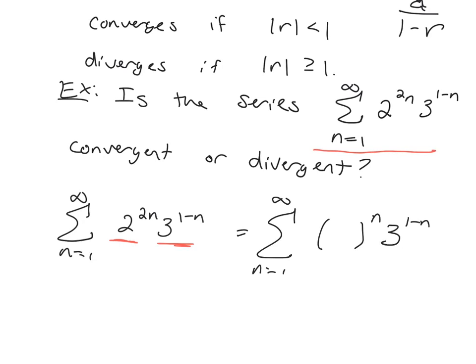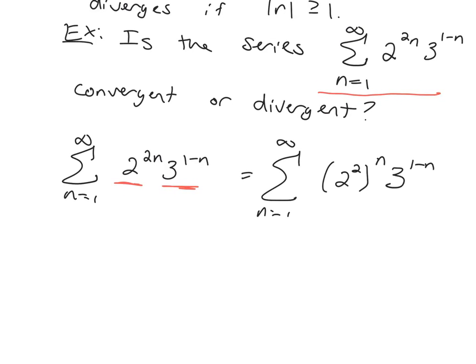2 to some power. I heard someone say 2 squared, right? 2 squared, because when you have a power to a power, they multiply. So that'll give me 2 to the power 2n. But 2 squared is really just 4. So 4 to the n. So I already like this power better.